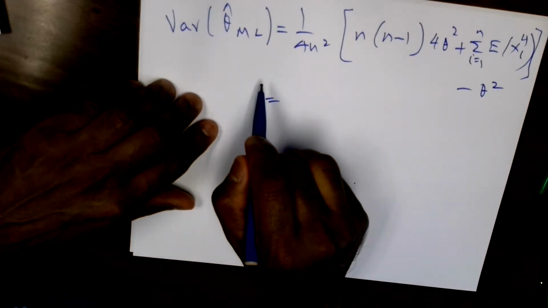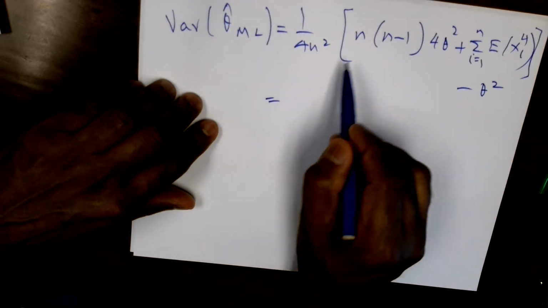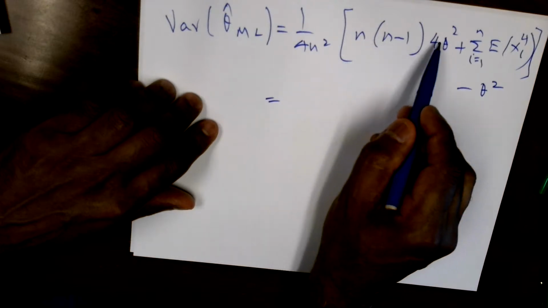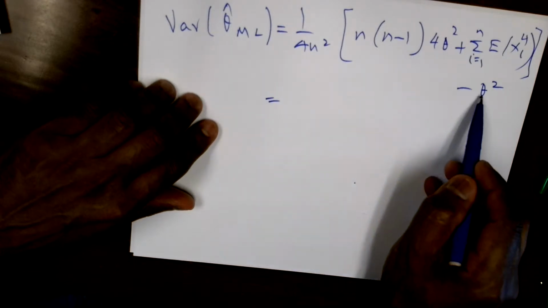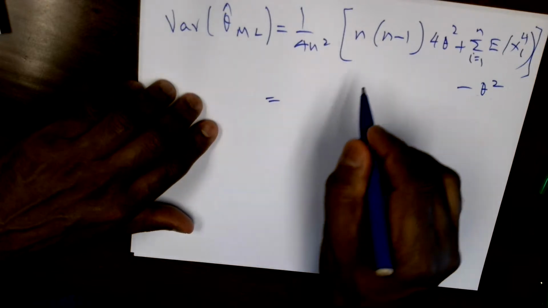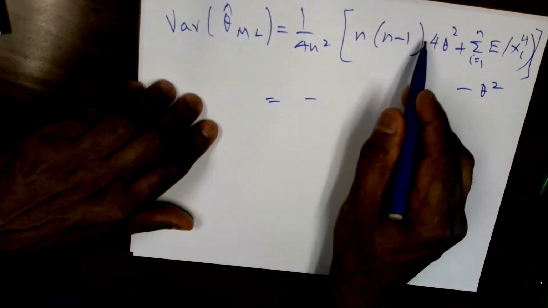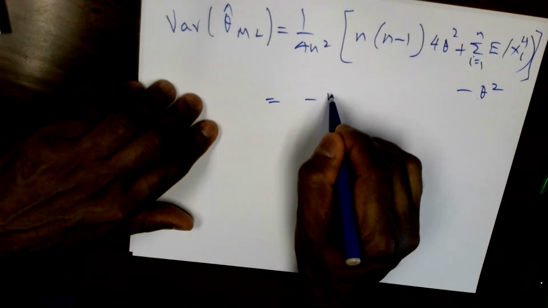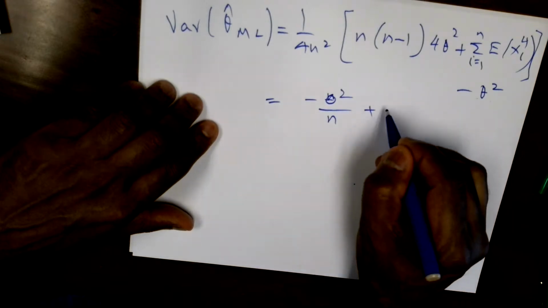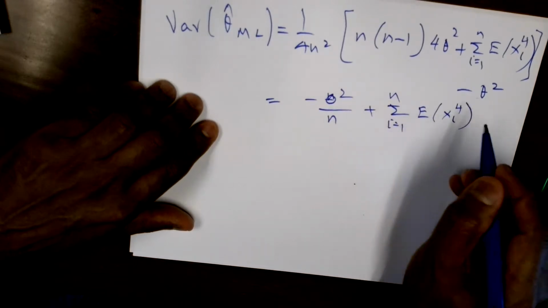You can already see, let me simplify this one more time. Notice that when I expand, you have n squared times 4 theta squared. So 4n squared cancels, giving theta squared minus theta squared. So the only term remaining is minus theta squared over n so far, plus the summation i equal to 1 through n of the expected value of xi to the power 4. So let me compute this.